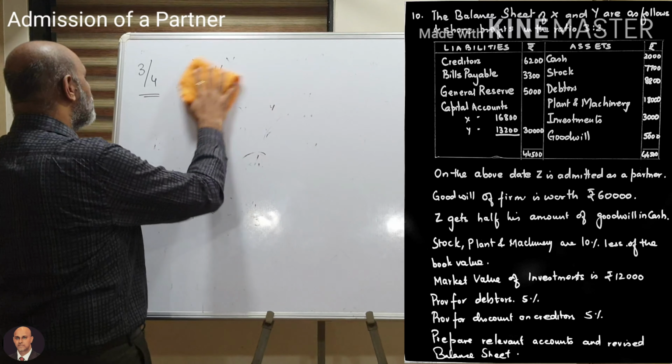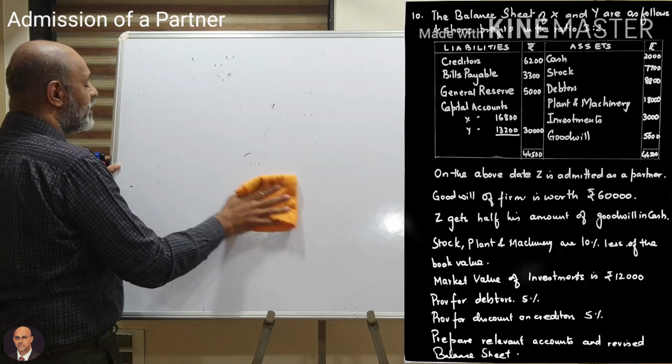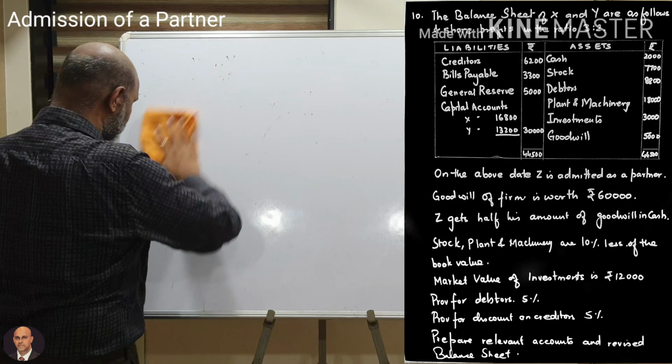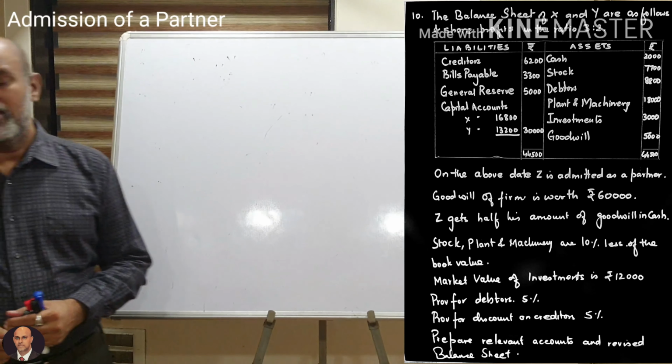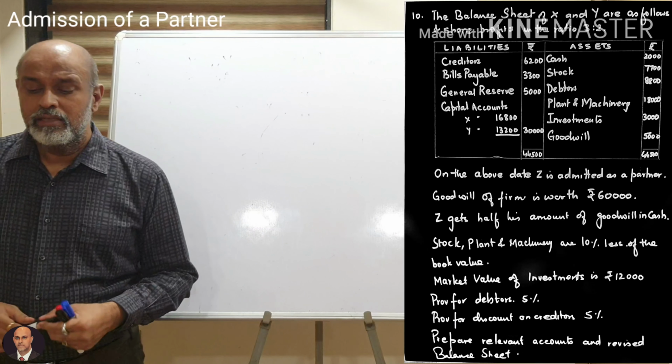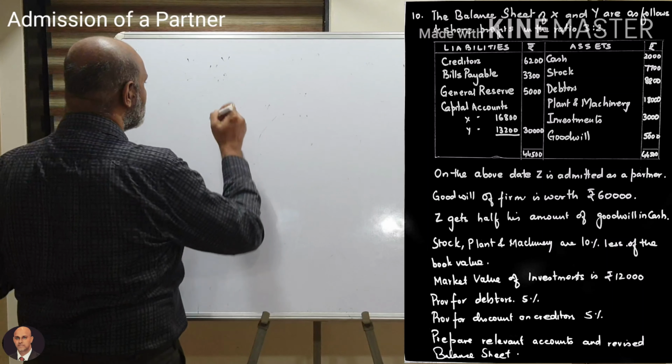Sorry, you will put it in the partner's capital account as by cash, and in the cash account you will write to Z's capital. Fine. Let's go to the next part of it. The goodwill of the firm is 60,000.